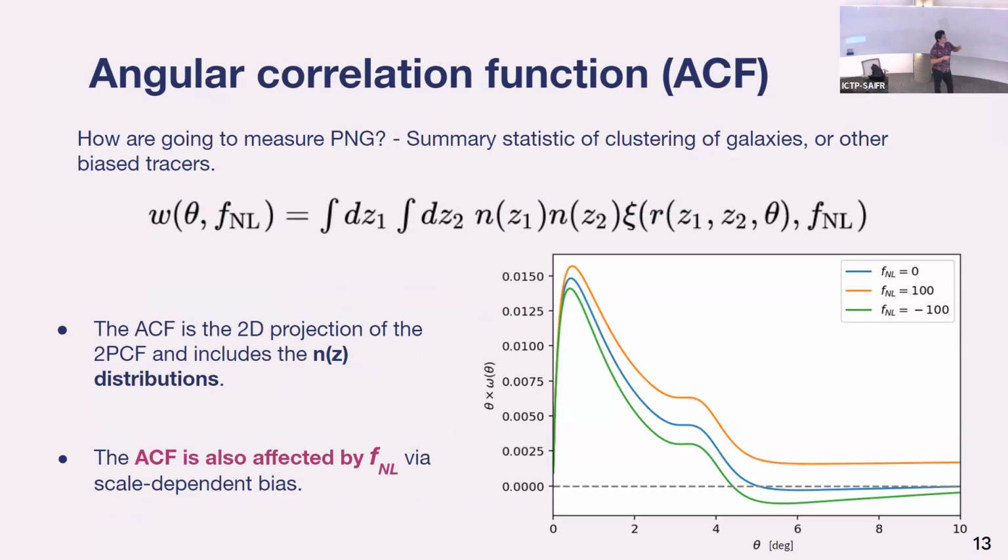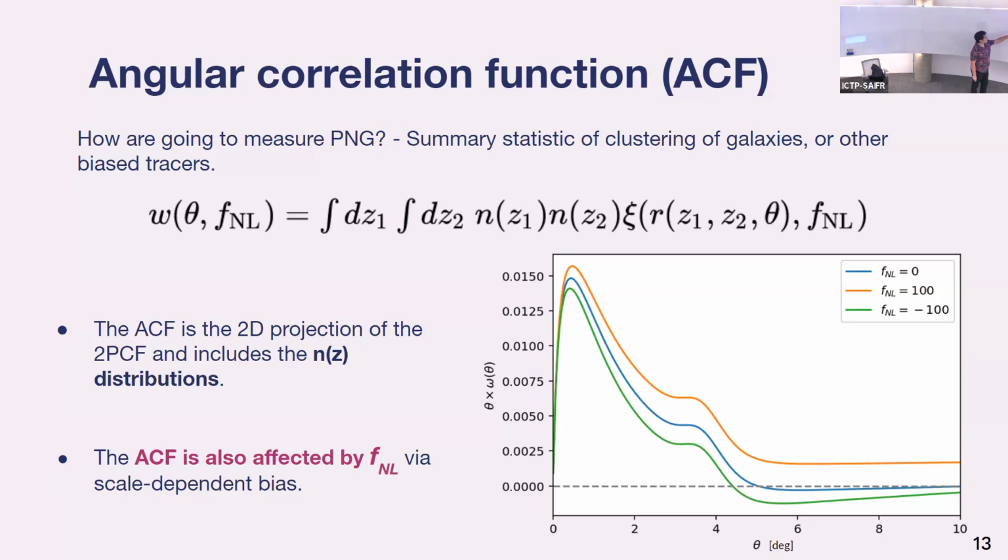The angular correlation function is a summary statistic of the clustering of galaxies, defined by this function. The main characteristic is that it is a two-dimensional projection of the already mentioned two-point correlation function. The two-point correlation function was three-dimensional: you had the whole catalog of galaxies and counted pairs. This instead is a two-dimensional projection of that, so it is made using 2D maps.